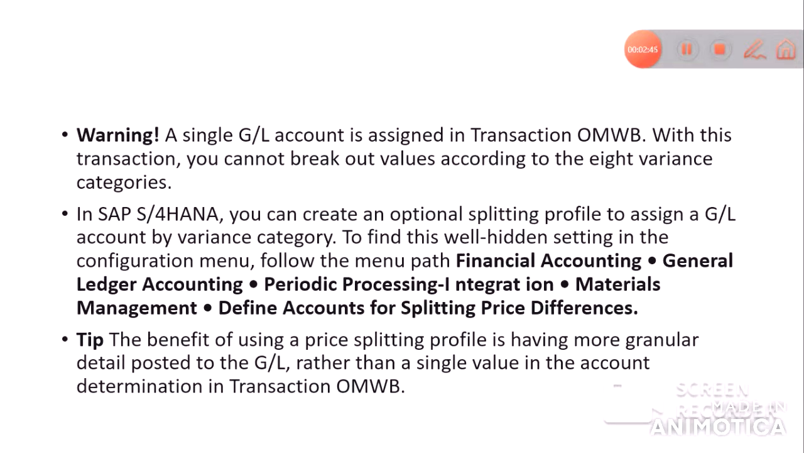So in SAP S/4HANA, you can create an optional splitting profile to assign a GL account by variance category. To find this well-hidden setting in the configuration menu, follow this path: financial accounting, general ledger accounting, periodic processing, integration, materials management, define accounts for splitting price differences. The benefit of using a price splitting profile is having more granular detail posted to the GL rather than a single value in the account determination in transaction OMWB.